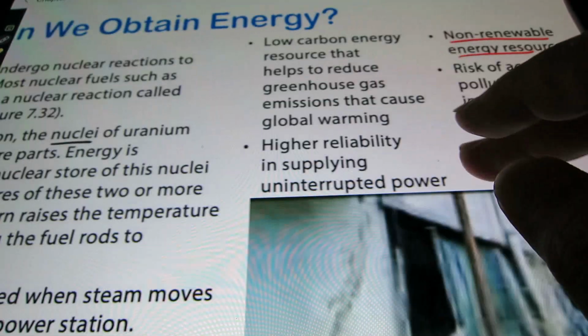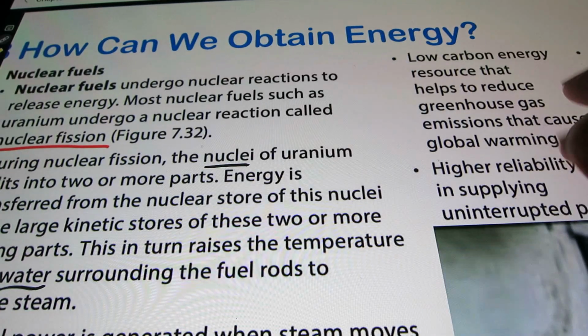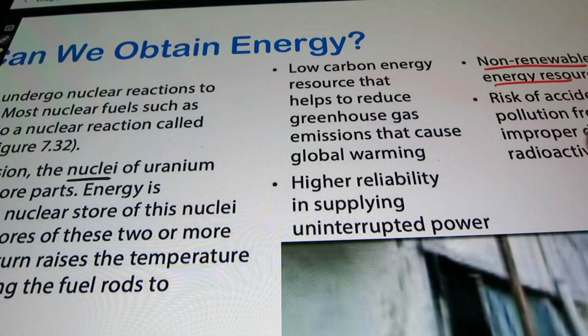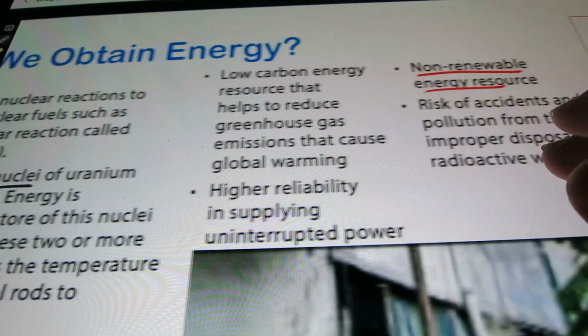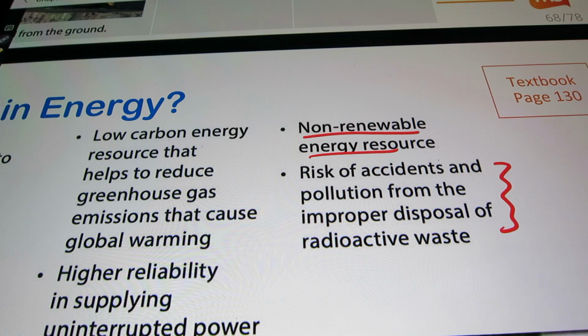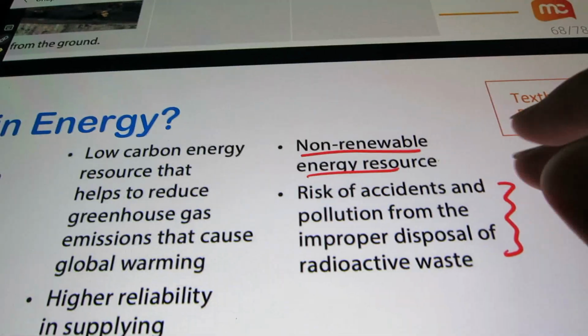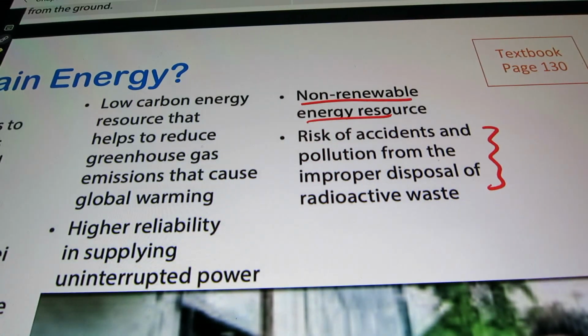Alright, so what are the good things about it? It is a low carbon energy resource, which means it doesn't emit too many things. It doesn't emit a lot of gases because there's no burning. It's just heating up water via the release of energy from nuclear fission. It's reliable because it's uninterrupted power. However, one of the things we need to take note of is that it's not renewable because we have a limited amount of radioactive, or rather fuels that can go through nuclear reactions.